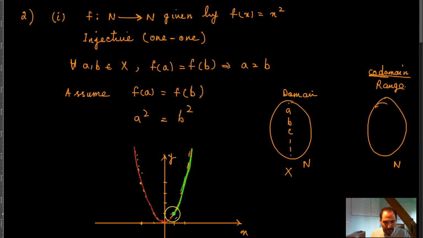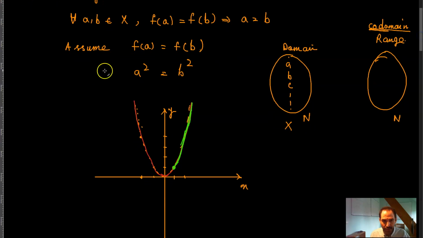So what that means is that you're simply working with this part of the graph. Now, when I am solving this equation, a squared is equal to b squared, and a is some input along this horizontal axis, and b is some input along this horizontal axis, and both of them are positive numbers, because in the set of natural numbers you don't have any negative numbers.